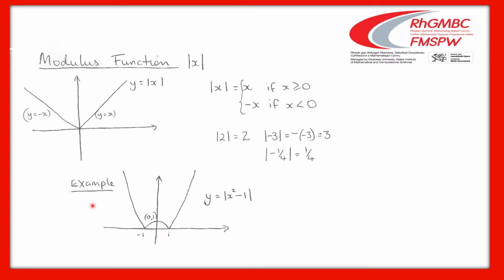As in this example here of y equals the modulus of x squared minus 1. Y equals x squared minus 1 would be a U-shaped curve going through 0, minus 1 on the y-axis. The modulus of that takes anything that's negative, the bits below the x-axis, and makes them positive. So this curve goes through 0, positive 1, and gives you that funny looking W shape you can see.